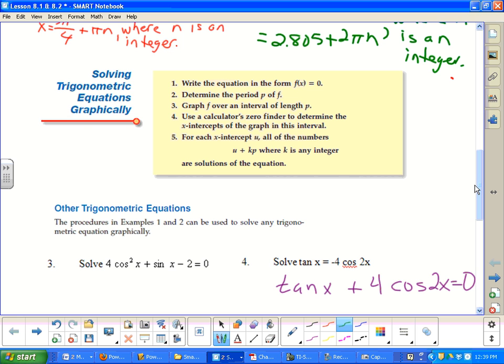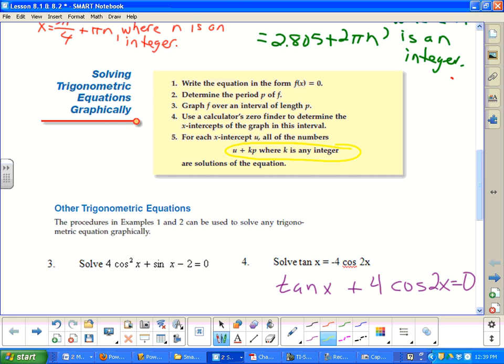So here you go, solving trigonometric equations graphically. Number one, here it is right there. Write the equation in the form f of x equals 0. So we're going to find intercepts. Determine the period of the graph. Graph it over an interval of the length of the period. So basically what they're saying is find the period. Once you find the period, then use that number as your x max. Use the calculator zero finder to determine the x-intercepts, and then we're going to write it in the form u plus kp, where k is an integer, or np, whatever, but p stands for the period.